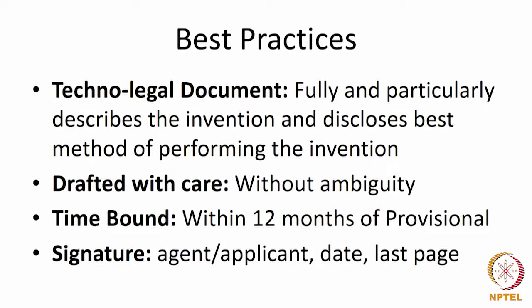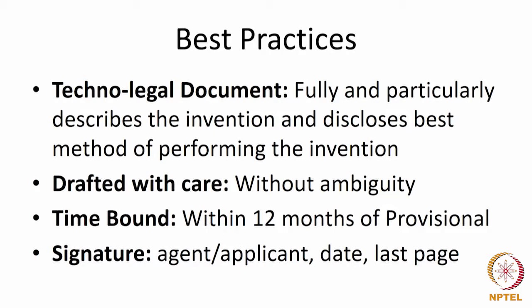So, because it involves technology and law, it requires special care in drafting these documents. As a rule, ambiguity is to be avoided because the claims have to be definite. If the claims are ambiguous, that could be a ground for invalidation. If a provisional is filed, then a complete has to be filed within 12 months. So, there is a time bound. If there is a provisional filed before the complete, the timeline has to be kept.